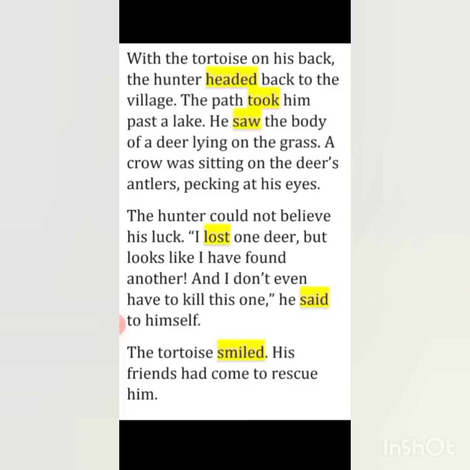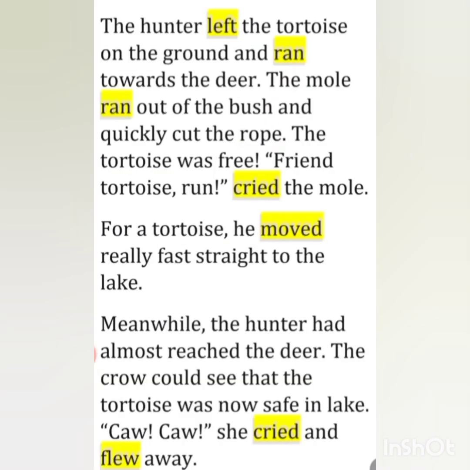The tortoise smiled. His friends had come to rescue him. The hunter left the tortoise on the ground and ran towards the deer. The mole ran out of the bush and quickly cut the rope. The tortoise was free. Friend tortoise, run, cried the mole. For a tortoise, he moved really fast straight to the lake.